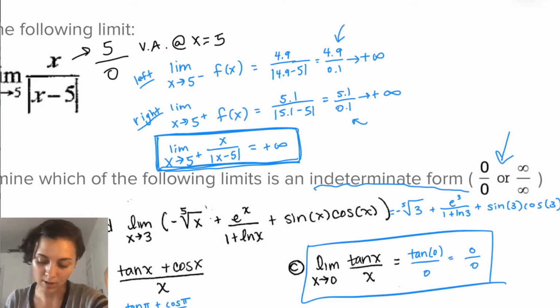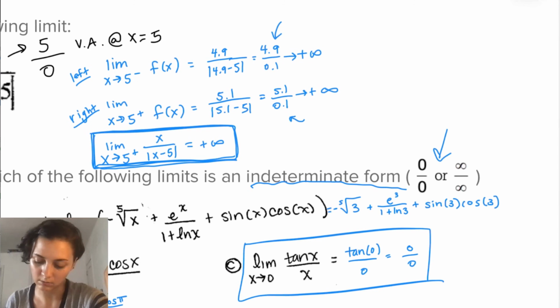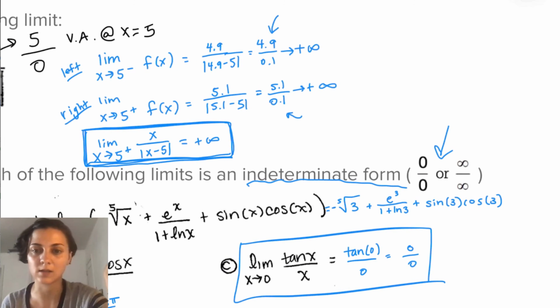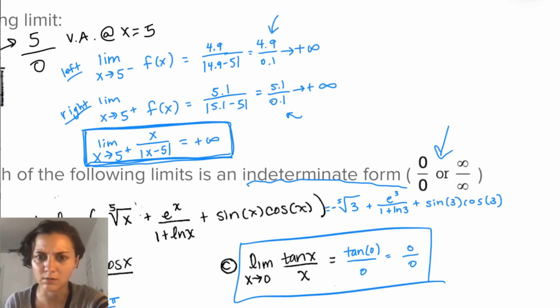A looks like a huge mess, but really we can just plug in 3 and we get a weird answer, but we get an answer. We could put this in your calculator and you get some weird decimal.